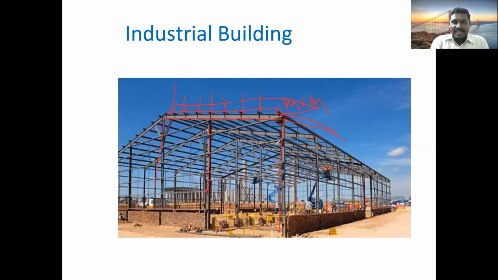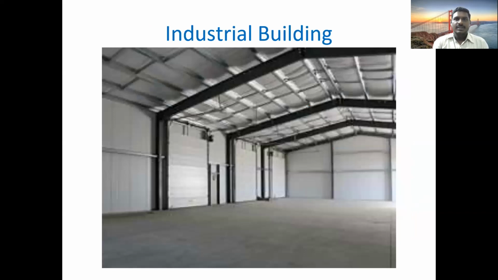Here this roof truss is directly resting on the columns. So this is another column. Along the length, this is the length of the building, this is the width of the building. Along the length, columns are there, and on the columns the principal rafters or truss is placed. So this is the industrial building. Again, this is the industrial building, inside, after the construction, we can see.